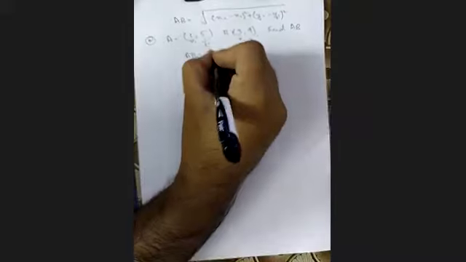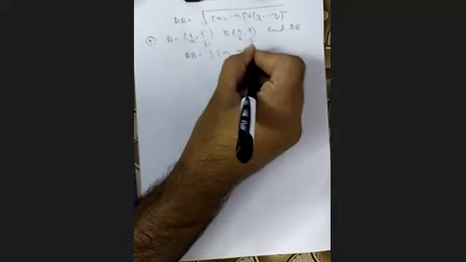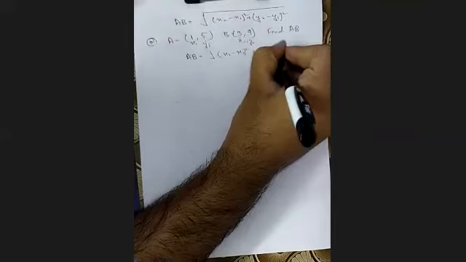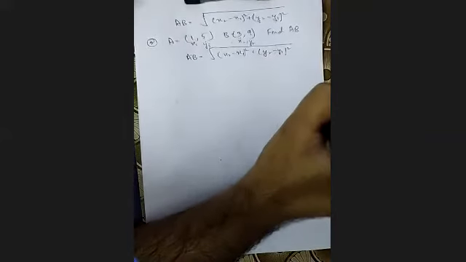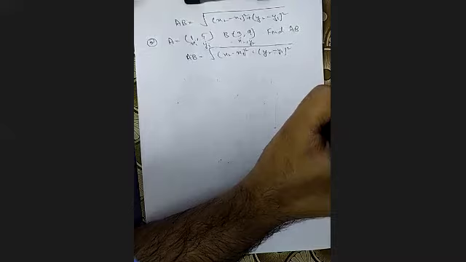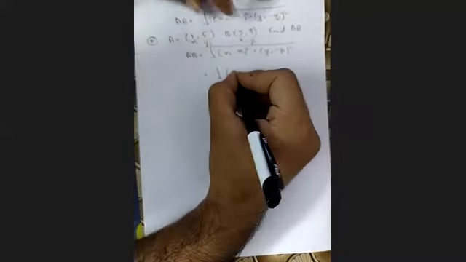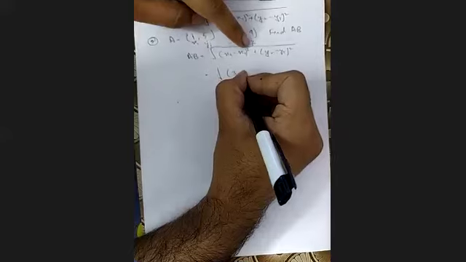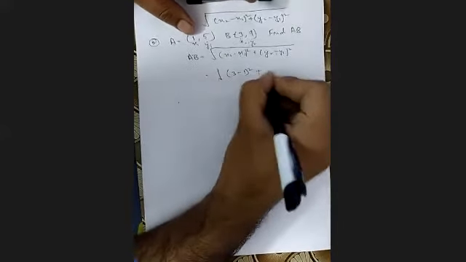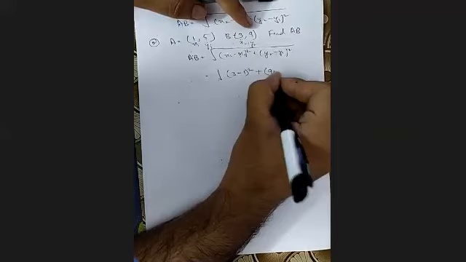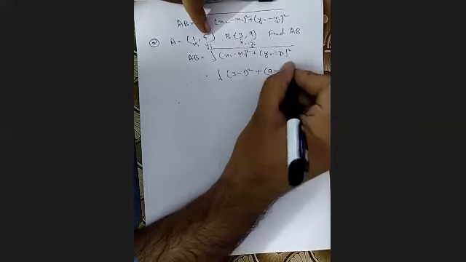So now apply the distance formula, that is square root of x2 minus x1 whole square plus y2 minus y1 whole square. Just write till here. Start substituting. x2 is nothing but 3, x1 is nothing but 1. So 3 minus 1 whole square plus y2 is 9 and y1 is 5, so y2 minus y1, that is 9 minus 5 whole square.